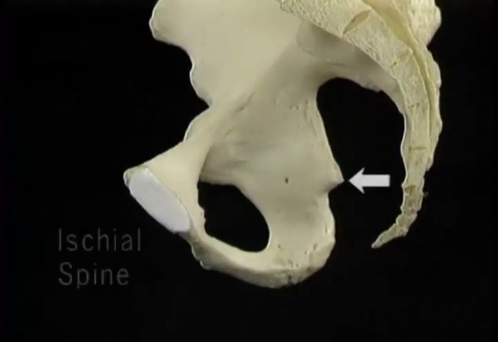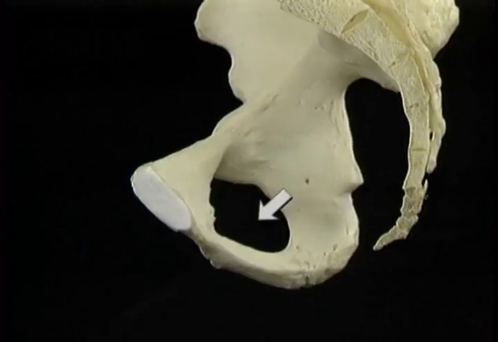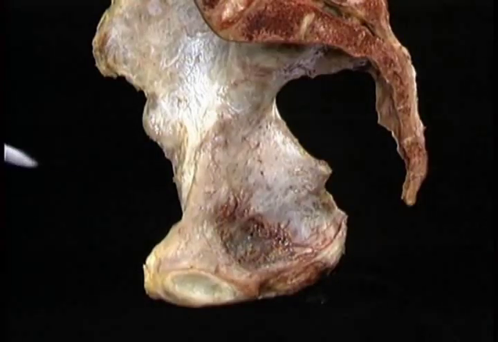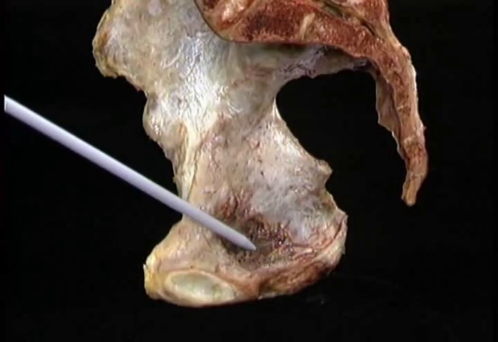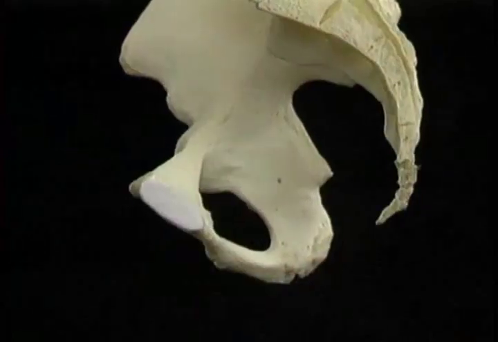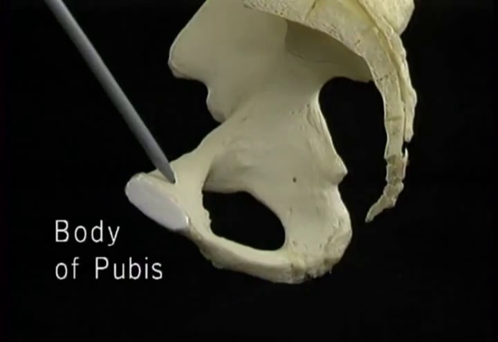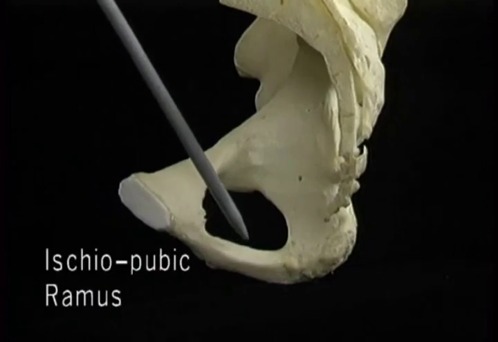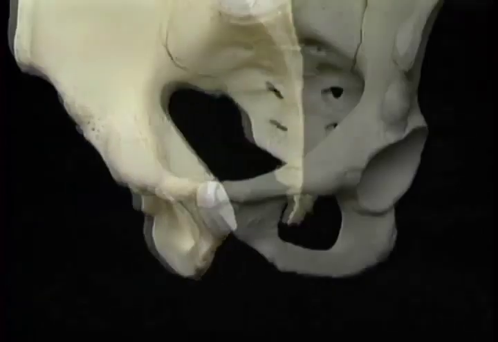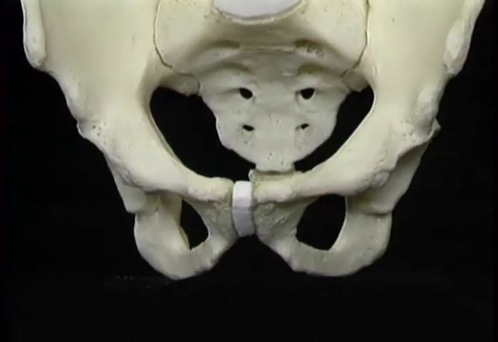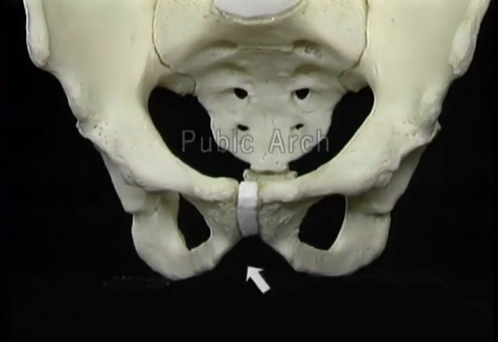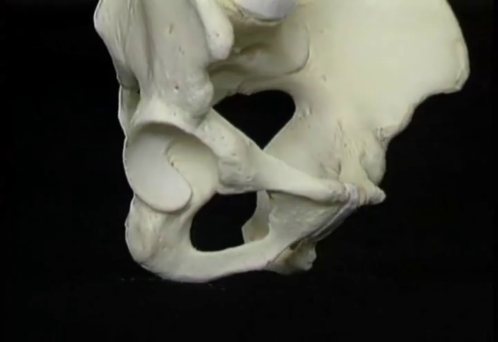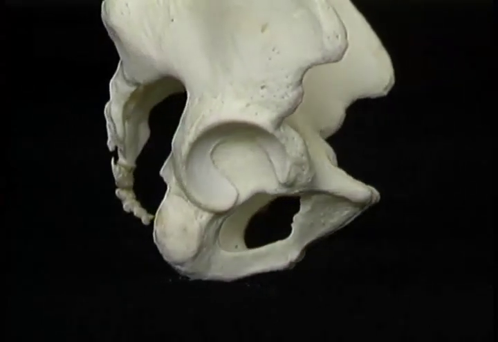This sharp prominence is the ischial spine. The large hole in the lower part of the hip bone is the obturator foramen. In the living body, it's largely closed off by the obturator membrane. This is the body of the pubis. The part of the hip bone below the obturator foramen is the ischiopubic ramus. The 2 ischiopubic rami, meeting in front at the pubic symphysis, form the pubic arch. When seen from the side, the ischiopubic rami slope backward and downwards toward the ischial tuberosities.